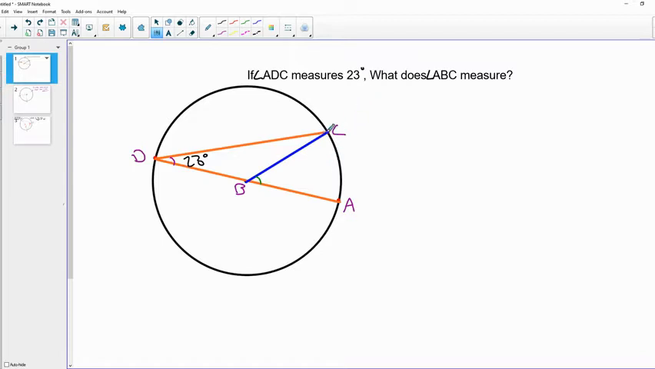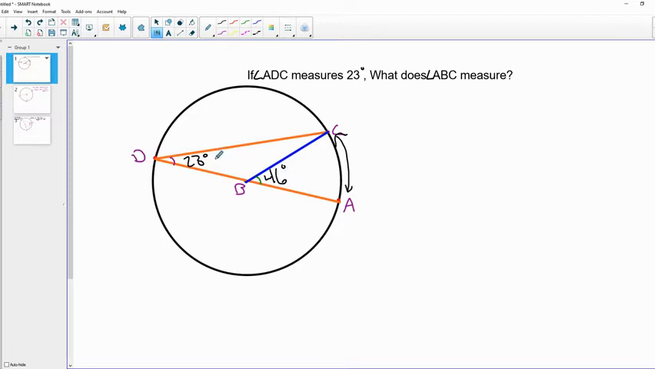Since we know that they share points and they share an arc, an inscribed or intercepted arc, we know the relationship between these two angles, the inscribed angle and the central angle, is that the central angle will be double the inscribed angle. So all we need to do is just double this one right here. It's as straightforward as that. So in this case it would be 46 degrees.